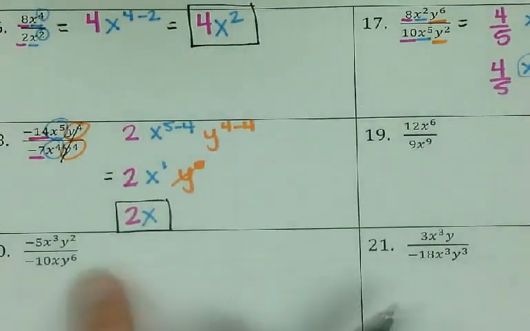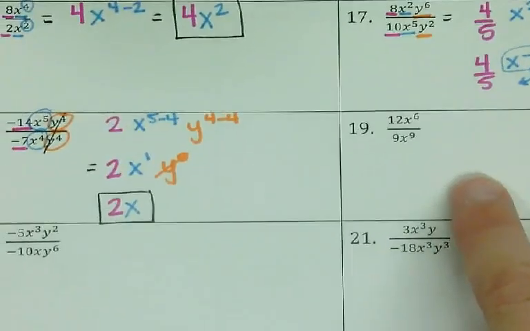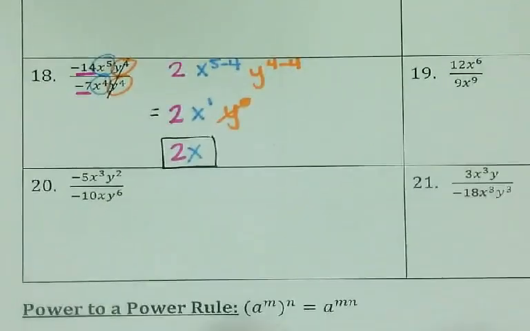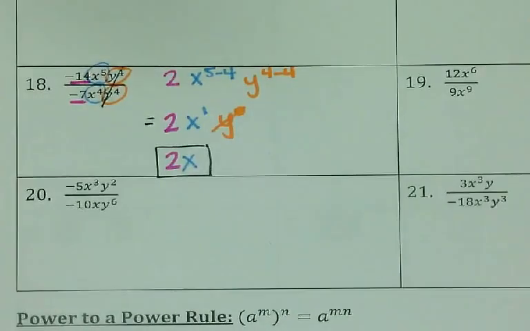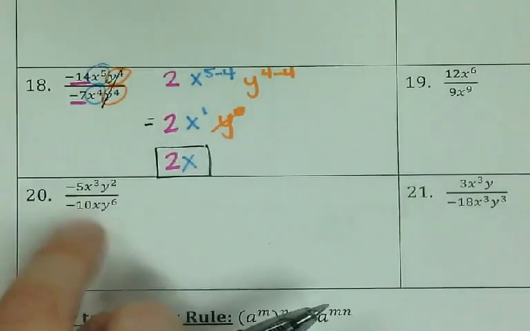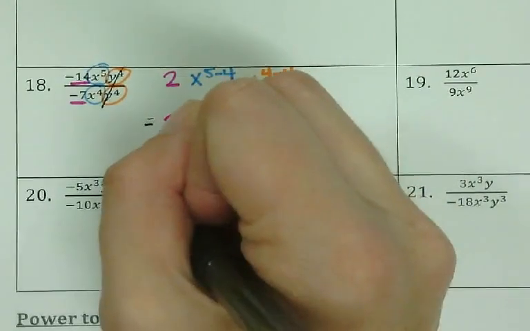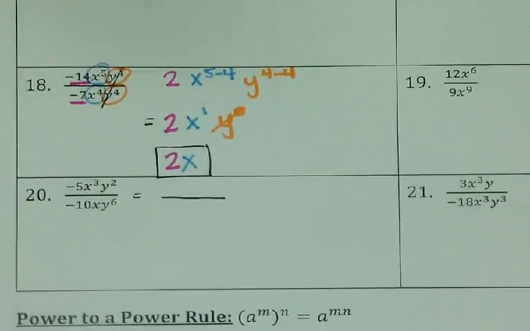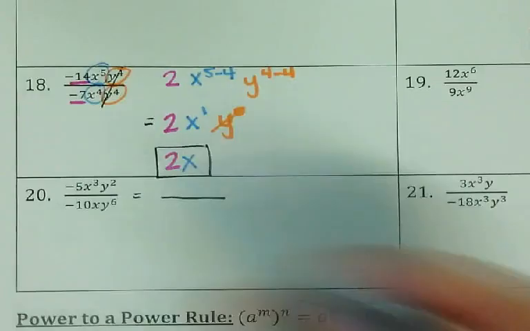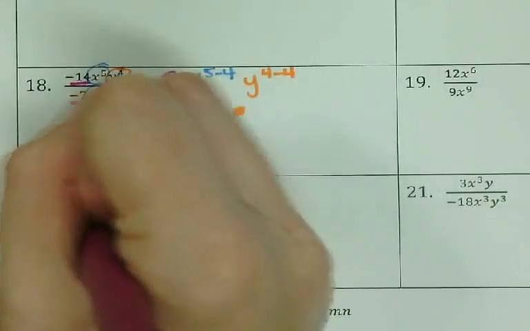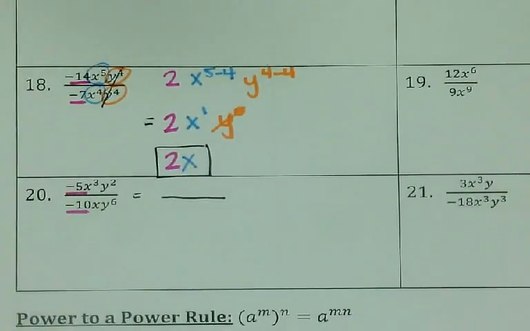All right, so I'm going to do number 19, or actually, let's do number 20. And then we'll jump over to 19 and 21. All right, guys? So what I like to do is I like to think about it like this. So I like to write out my new little fraction. So, guys, negative 5 over negative 10. What's that going to be, y'all? Negative 5 divided by negative 10.